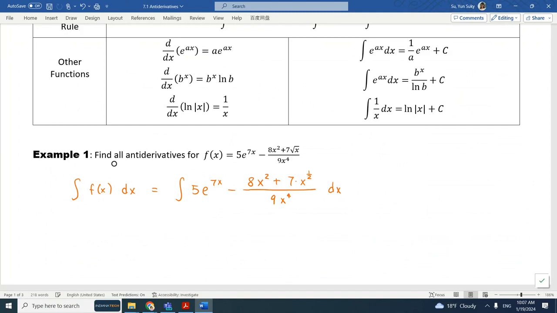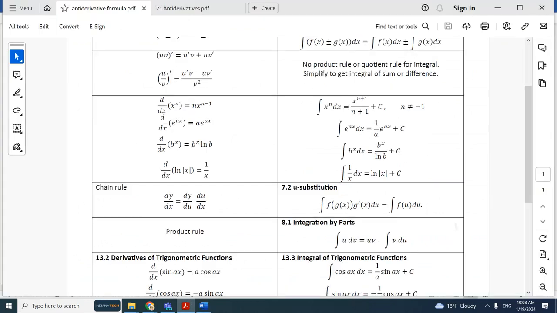So we want to integrate the function f. Can we integrate this part? Yes. But this is a fraction. Do we have a quotient rule for integrals? No. Do we have a quotient rule or other rule for integrals? No. So we need to simplify.